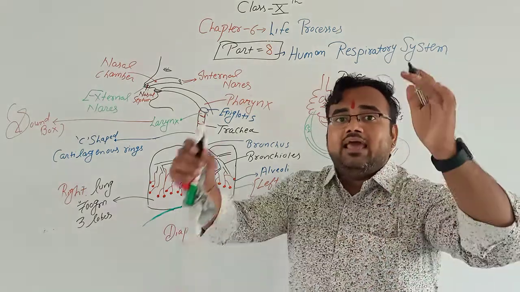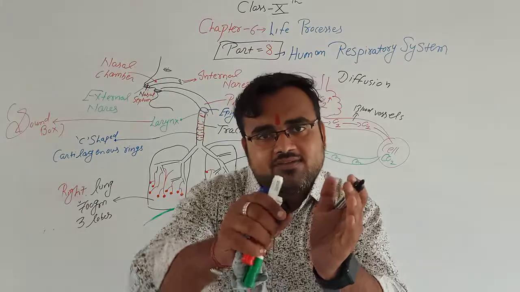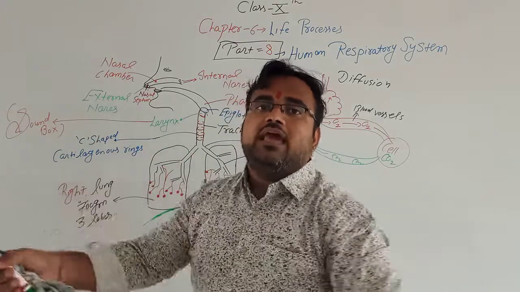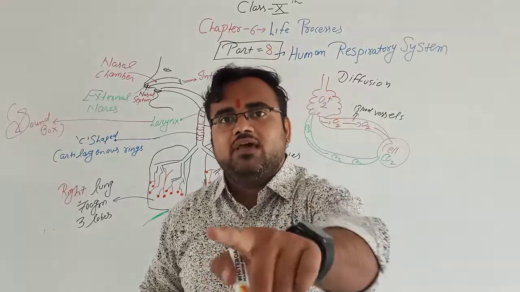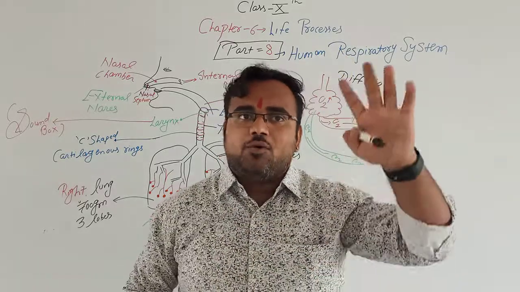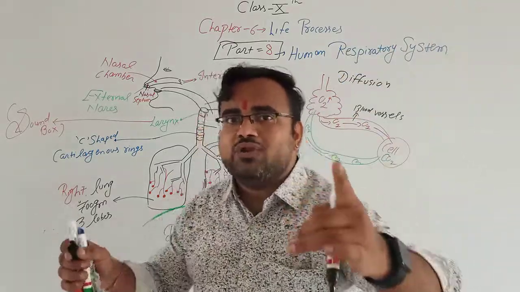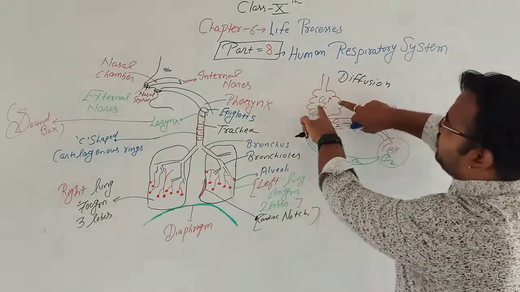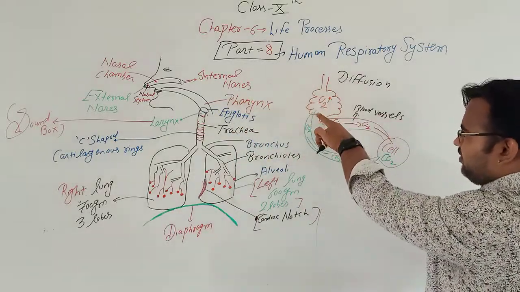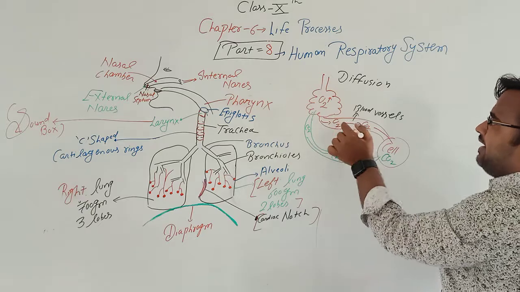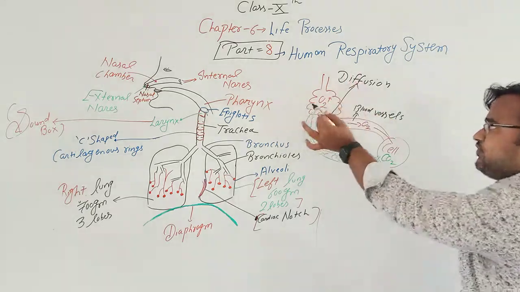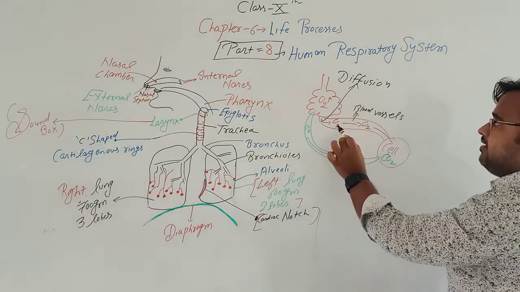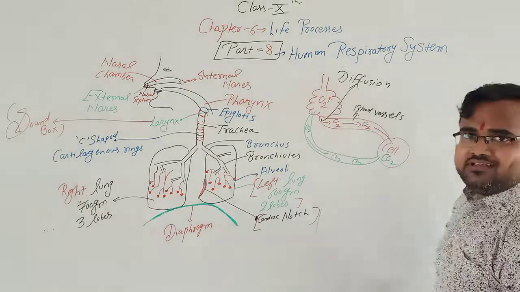What is the meaning of diffusion? Diffusion means air transfers from its higher pressure to lower pressure. Here the pressure of oxygen is more, so this oxygen will be supplied to the blood vessel by the process of diffusion. Oxygen will diffuse into the blood vessel and oxygen is supplied to the body cell.